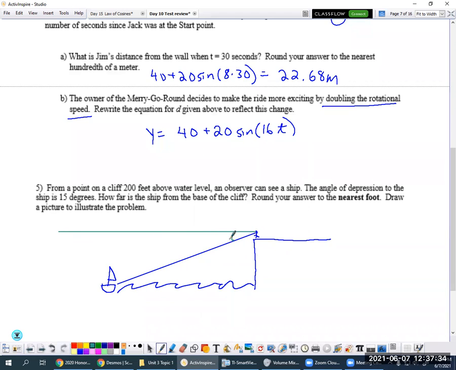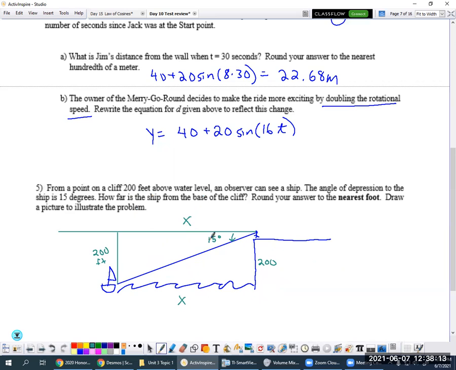And here is my angle of depression, 15 degrees. Now my cliff is 200 feet up. Because this makes a parallelogram, or in this situation a rectangle, I know that this distance is also, I mean, we're off a little bit because I drew the picture, but basically this is also 200 degrees, or 200 feet. How far is the ship from the base of the cliff? Again, because this is a rectangle, this distance x is the same as this distance x.